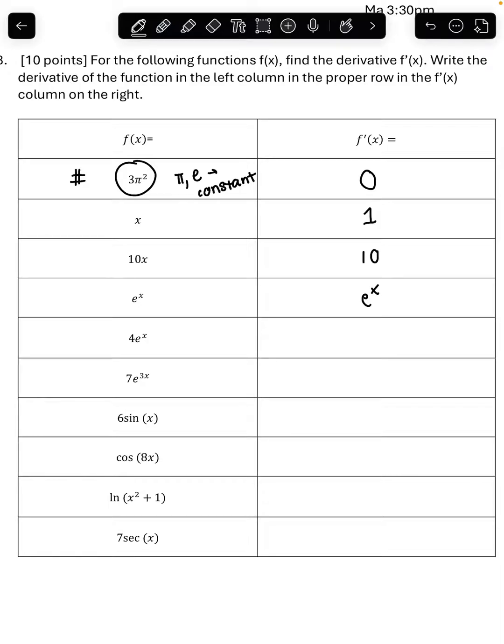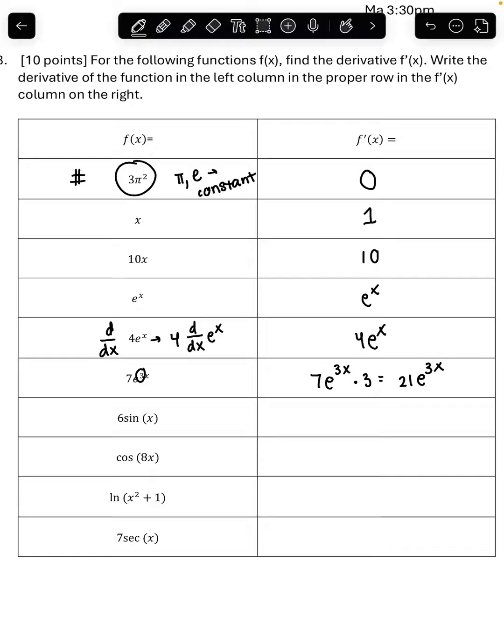Now for 4e to the x, when we take this derivative, we can bring the 4 out in front because there's no x there. So we get 4 times the derivative of e to the x. So we just get back 4e to the x. All right, we have to be careful with this next one because now we have 3x in the exponent. So we're going to get 7e to the 3x times the derivative of that exponent, which is 3. So that gives us 21e to the 3x.